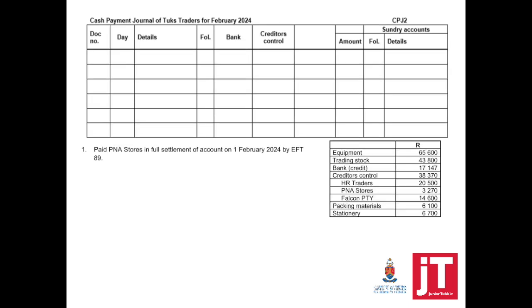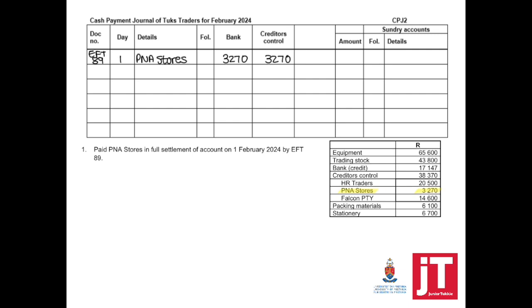Next, cash payment journal. So the first transaction said paid P&A stores in full settlement of account on 1 February 2024 by EFT. This means we need to go and look at the balance from the list of balances given on the 1st of February 2024. The amount that we owed was 3,270. We start with the source document, EFT 89.